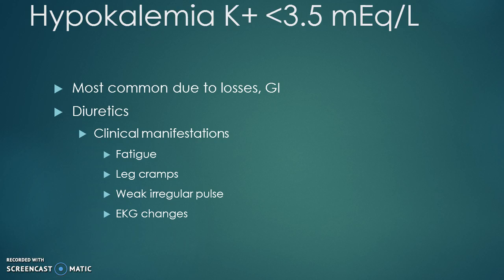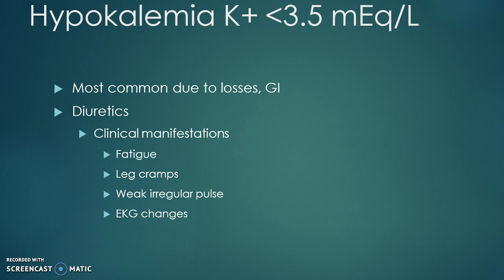With hypokalemia, this is our potassium less than 3.5. Most commonly, it's due to losses. We can see this with GI, so nausea, vomiting, diarrhea. We can see it with diuretics. A lot of our diuretics, our loop diuretics, are famous for this, where they actually dump the potassium, the calcium, the sodium, and the magnesium. We can also see it with those starvations or our low potassium diets.